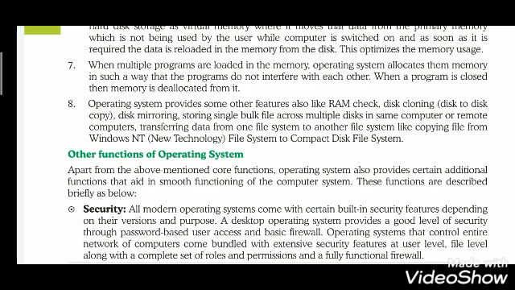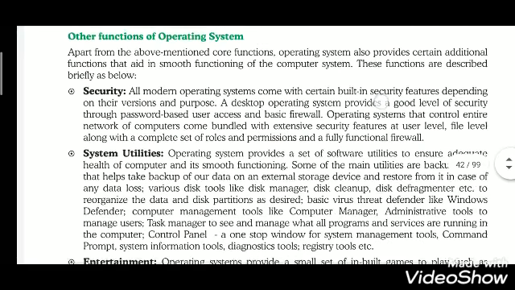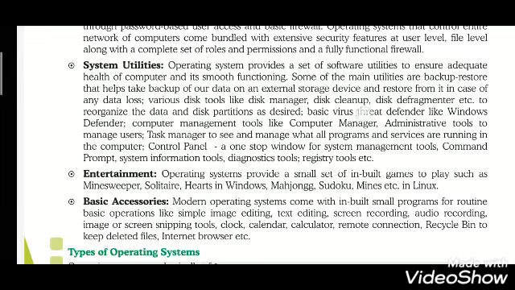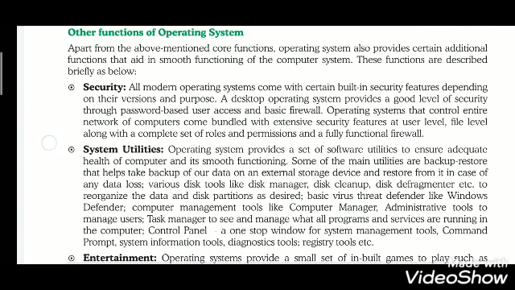Some other functions of the operating system are security, system utilities, entertainment, and basic accessories. Come to know other functions of the operating system. The operating system also provides certain additional functions that help in the smooth functioning of the computer system. These functions are security. All modern operating systems come with certain built-in security features depending on their various versions and purposes. A desktop operating system provides a good level of security through password-based user access and a basic firewall.